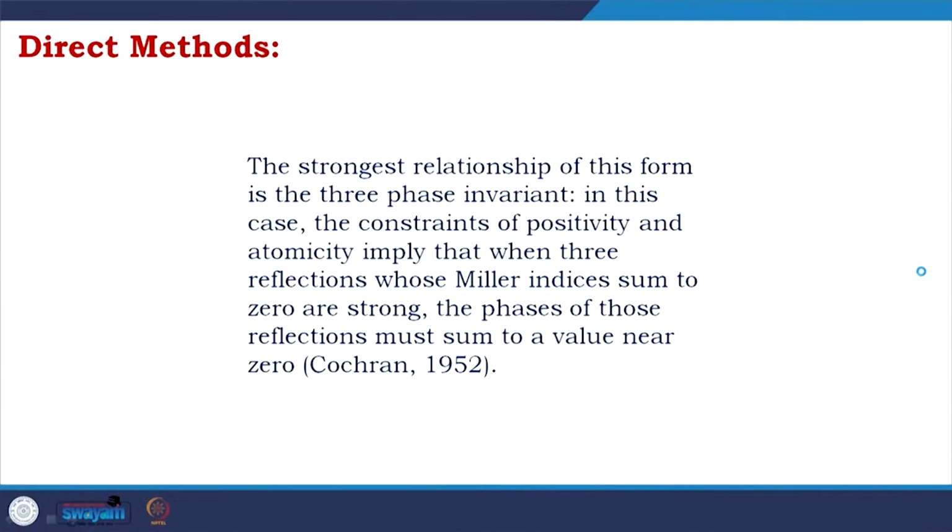The strongest relationship of this form is the three phase invariant. In this case, the constraints of positivity and atomicity imply that when three reflections whose Miller indices sum to 0 are strong, the phases of those reflections must sum to a value near 0.